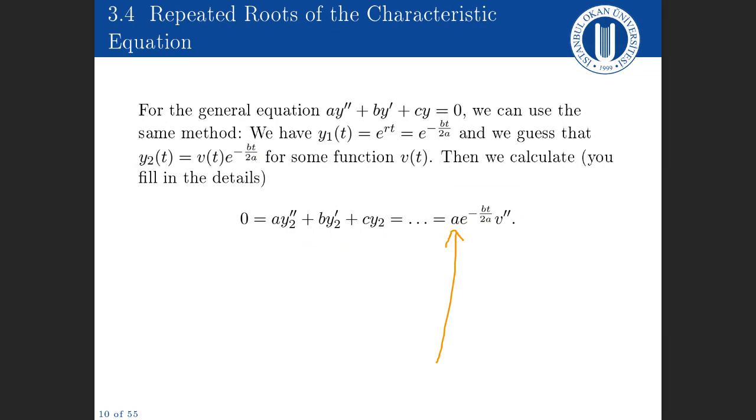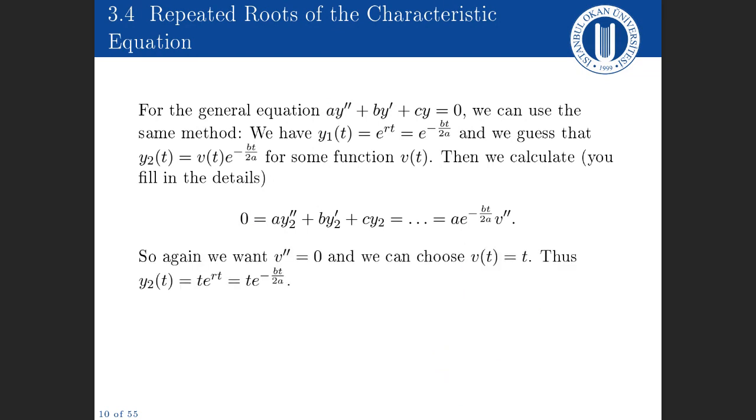Now, the number a is not 0 because we have a second order equation. If a was equal to 0, then we would end up with just a first order equation. We know we don't have that, so a must be non-zero. An exponential function is always not 0. So just as before, we must have that v double prime is equal to 0. So again, we could choose any function which satisfies this. I'll choose the easiest one that I can think of, which is t.